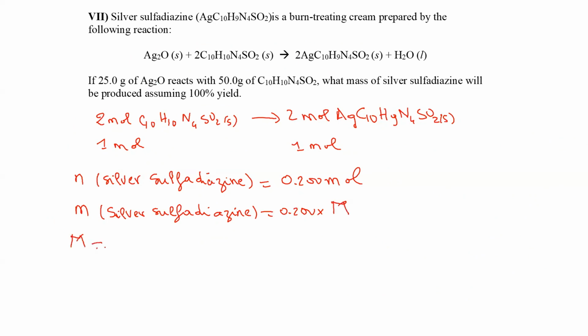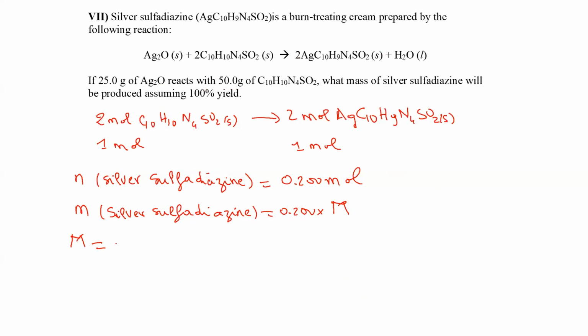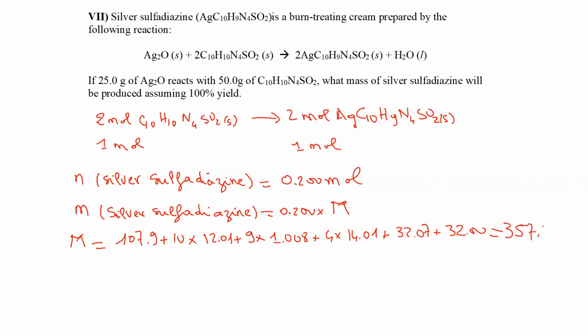And M here is equal to the molar mass of silver, which is 107.9 plus 10 times 12.01 plus 9 times 1.008 plus 4 times 14.01 plus 32.07 plus 2 times 16.00 for oxygen. And this molar mass is equal to 357.2 gram per mole.